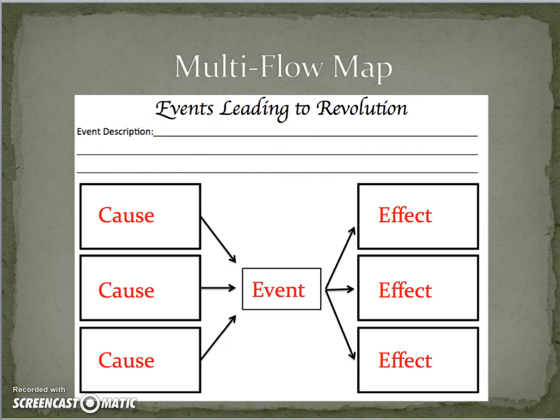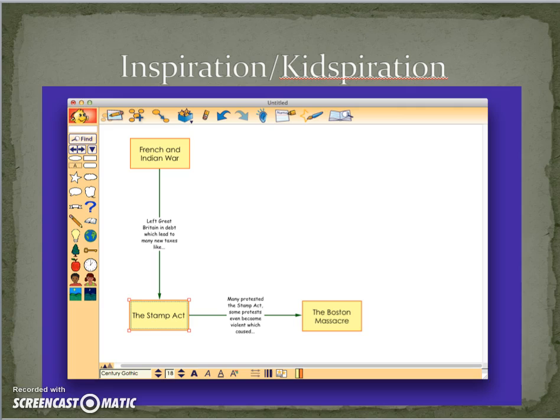Once that's completed, once we've done two events or more, we're going to go to the Inspiration, Kidspiration to visually show the connections between those events. So the French and Indian War left Great Britain in debt, which led to many new taxes like the Stamp Act. Many protested the Stamp Act, some became violent, which caused the Boston Massacre. So this will visually help them to see that these aren't individual occurrences. These are long-term effects that together, in an almost chain reaction, domino-like function, caused a nation to rebel against its own government.